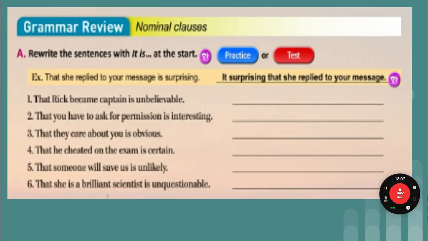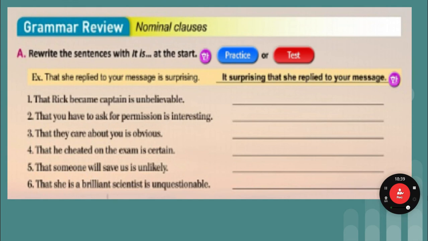Grammar review. Nominal clauses. Rewrite the sentences with "it is" at the start. That she replied to your message is surprising. It is surprising that she replied to your message. That Rick became captain is unbelievable. It is unbelievable that Rick became captain. That you have to ask permission is interesting. It is interesting that you have to ask for permission.